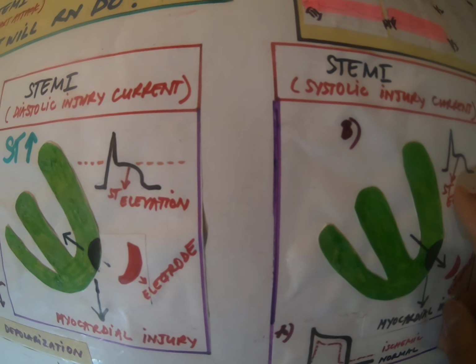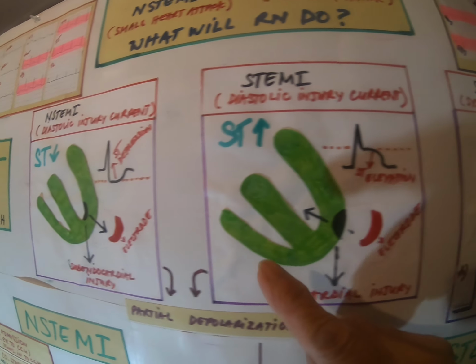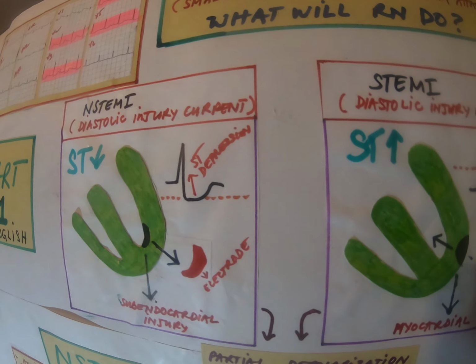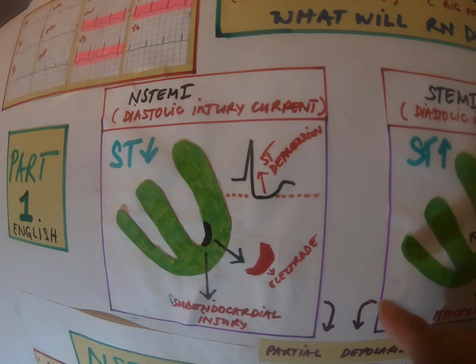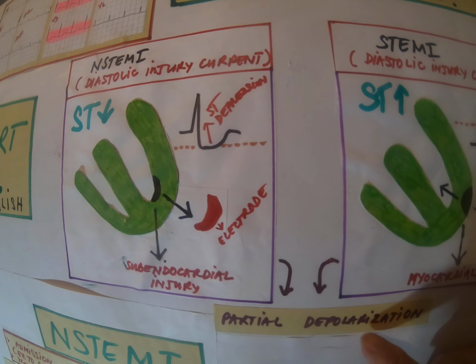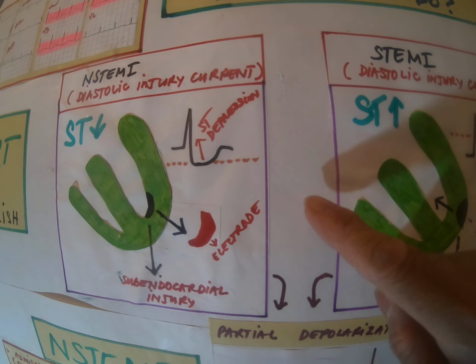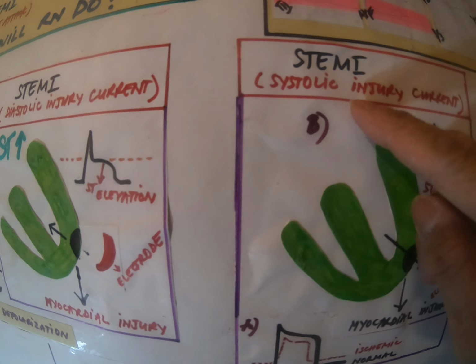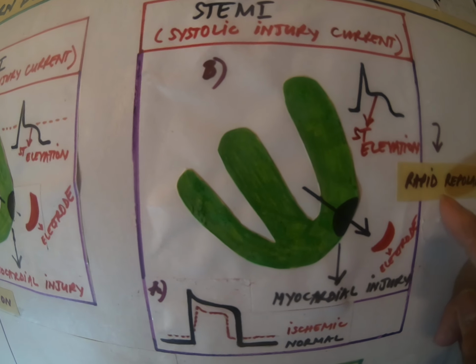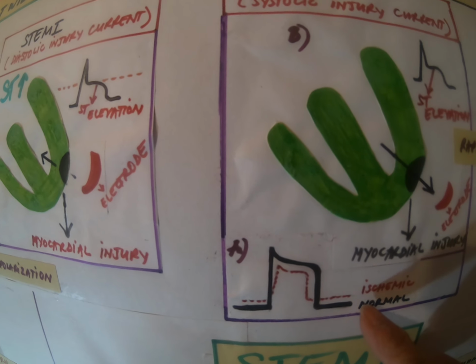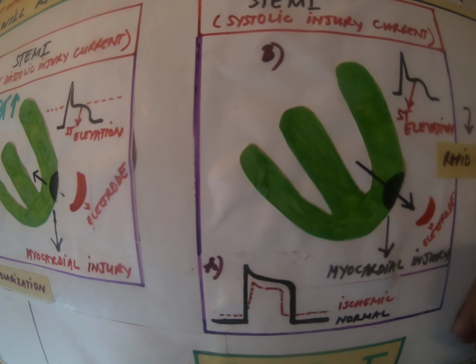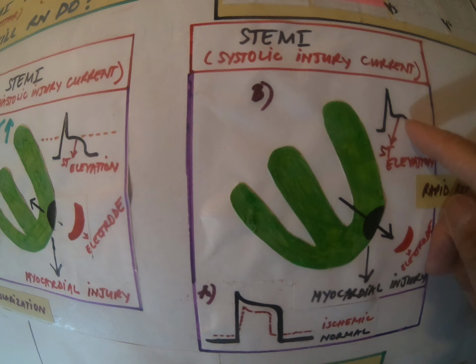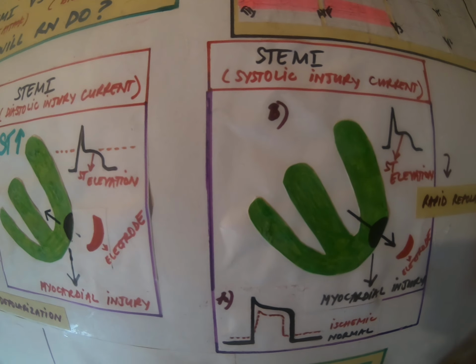Okay. So, again, when you say diastolic injury current, there's a problem here. We have a partial depolarization happening during diastole for both. But for systolic injury current, it is the repolarization that becomes shorter or more rapid. Okay? That's it. And it will inscribe also an ST elevation.